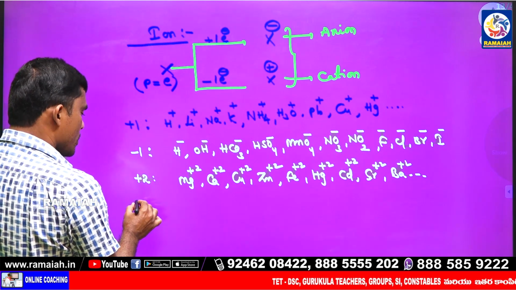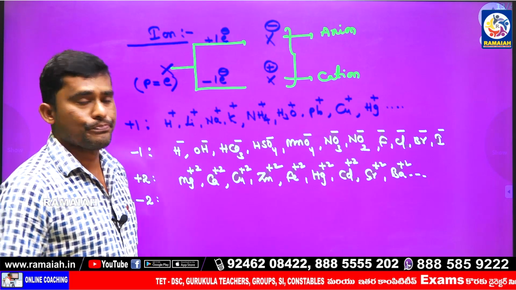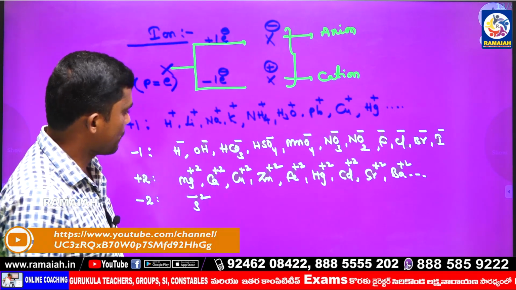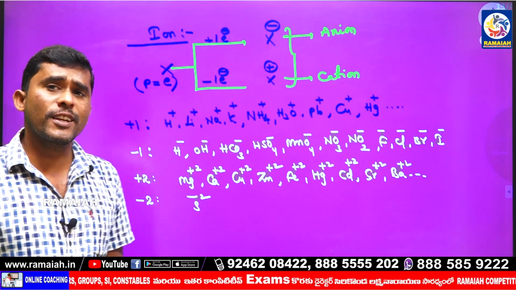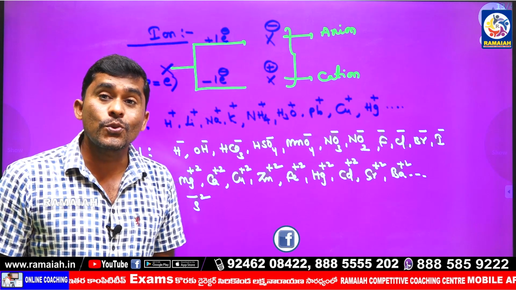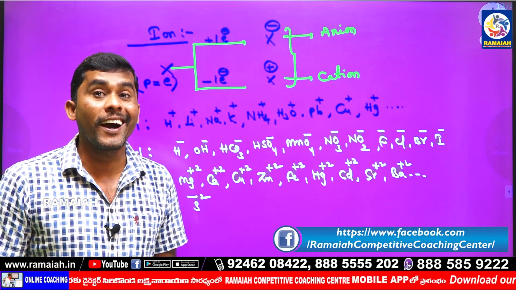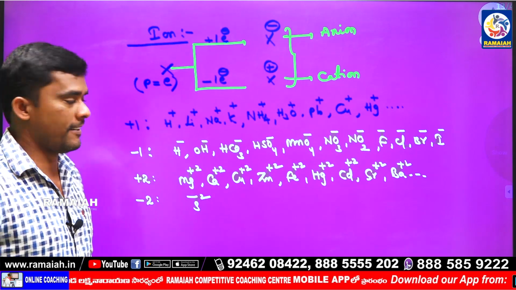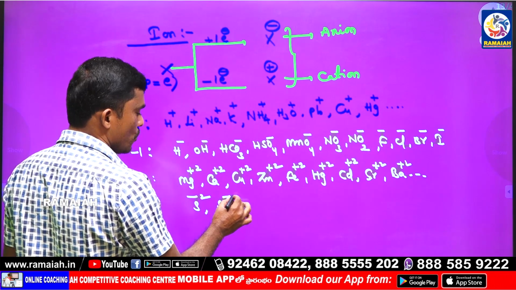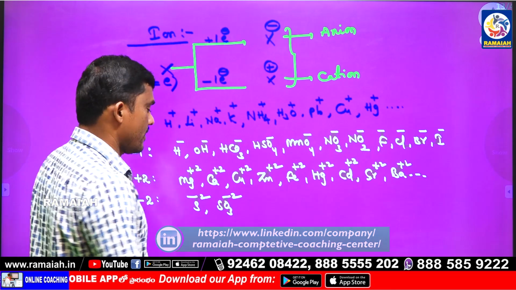Next, minus 2 ions. Examples of minus 2. S minus 2. Here S minus 2 has a negative charge. It has no oxygen, so it is known as a sulfide ion. Next, SO3 minus 2, sulfite ion.